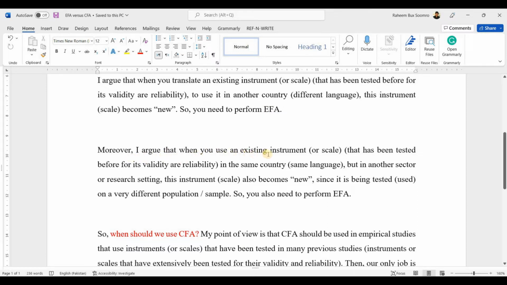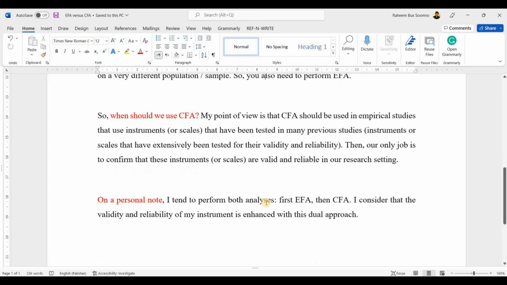Moreover, I argue that when you are using an existing instrument that has been tested for validity and reliability, again the SERVQUAL model, because it has been used, its validity and reliability are well established. Same country, same language, but now the sector is different. Earlier the country and language were different, but here both are the same, and only the sector is different. If you applied it in the banking sector and now you are applying it in another sector, then again it is required that you perform the EFA, because the research settings have changed.